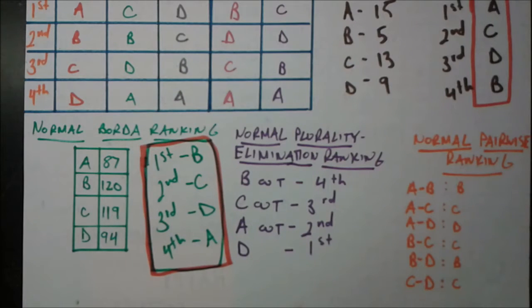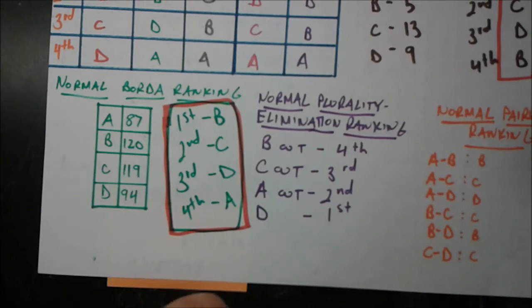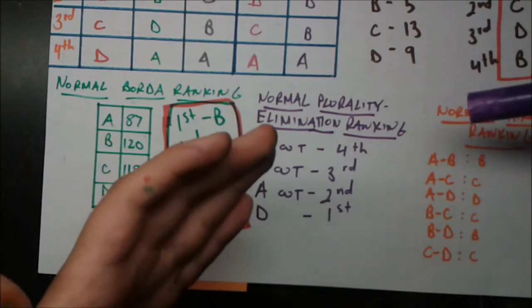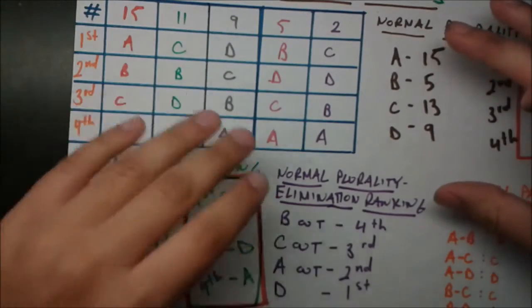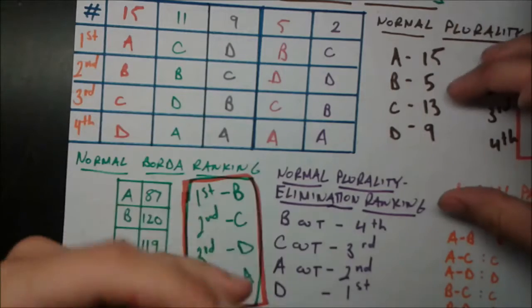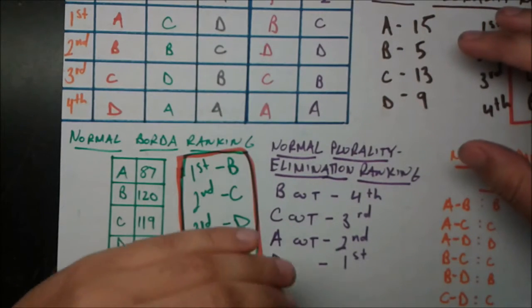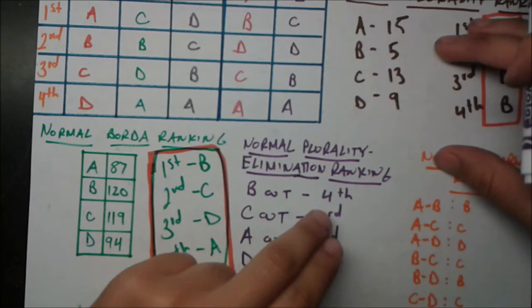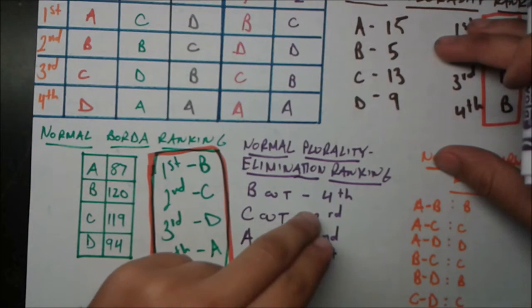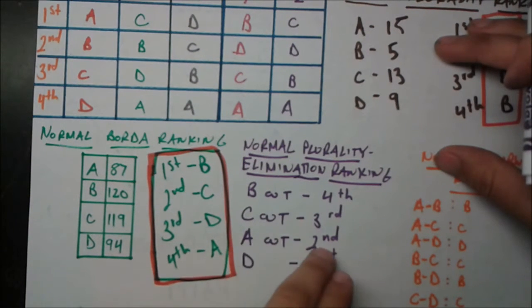So the next ranking method we'll talk about is the normal plurality elimination method. Now in this method, remember, we eliminated one person, then we took them out of the list, then we eliminated the next person with the least votes, then we eliminated the next person, and so on, till the last person left was the person who won. So let's say B got out first. That would put him in 4th place. C got out next. That puts him in 3rd place. A got out next. That puts him in 2nd place. And therefore D won this and he gets 1st place.